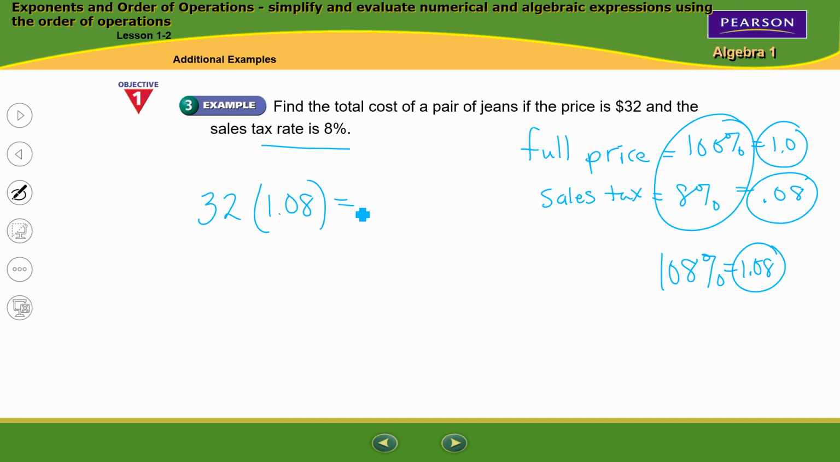And I need to take a quick second and figure out what that is, because I am new at this whole thing. So give me one moment. 32 times 1.08 is $34.56.